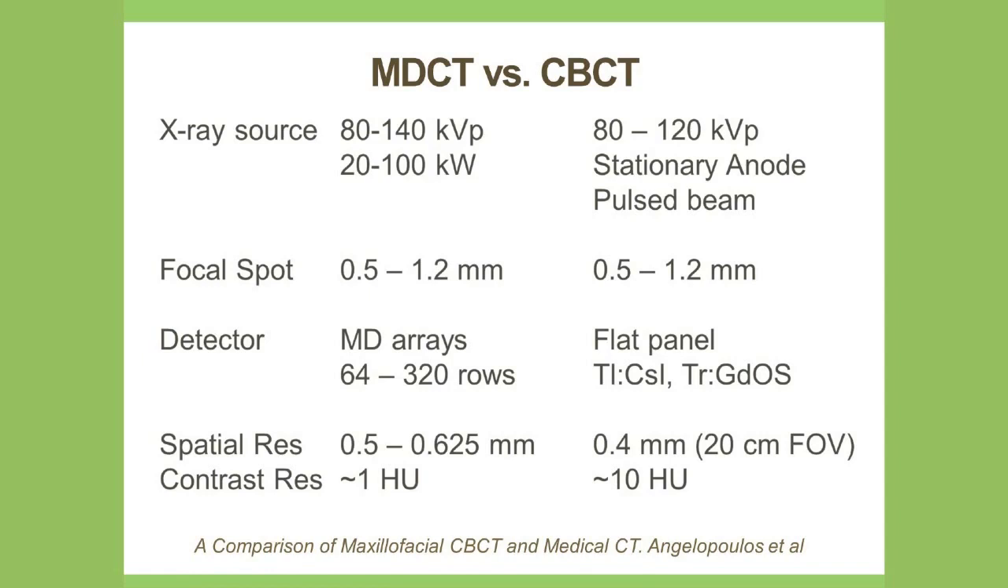And in the cone beam, we just have a flat panel. Our spatial resolution is about 0.5 to 0.625 for a multi-detector and can be about 0.4 for cone beam. So a little bit better spatial resolution, but notice the contrast resolution is down to 1 Hounsfield unit or 1 CT number on a multi-detector, but could be 10 or maybe a little higher on a cone beam CT. So not as much contrast resolution, the ability to separate tissues of similar density.